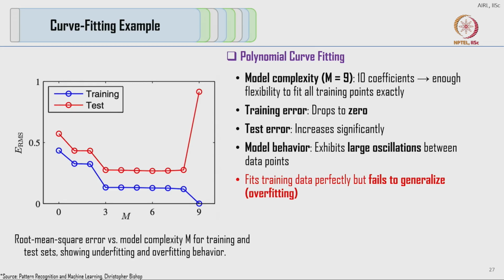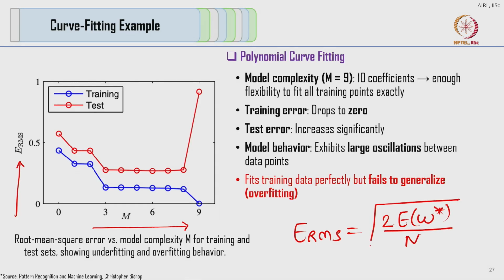Okay. Now if we relate the learnable parameters, or the degree of the polynomial, on the x axis, and we plot the error on the y axis, where E RMS is given as the square root of 2E star divided by n. So if we use this particular equation, where W star essentially highlights the most optimal set of weights using any particular learning algorithm.